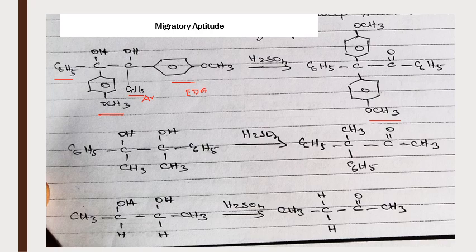The second one, the diol attached with phenyl and methyl. This one is a symmetrical molecule. Which will have the more migrating aptitude? We already know that the aromatic group has more migrating aptitude when compared to methyl, so we get the diphenyl carbonyl compound. Likewise, for methyl and hydrogen, which will have more migrating aptitude? Hydrogen will have more migrating aptitude when compared to methyl. That's why I'm getting a carbonyl compound, a butanone compound.